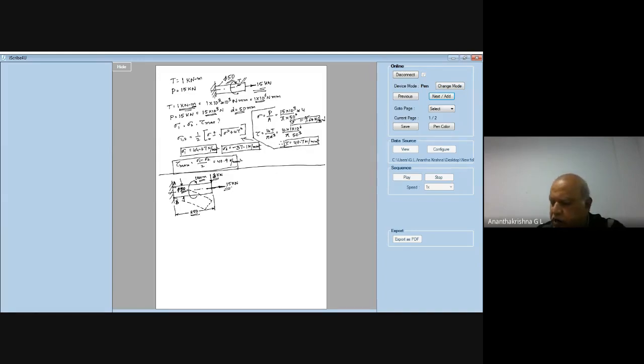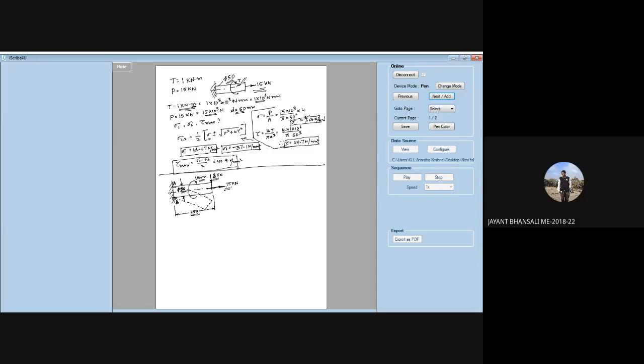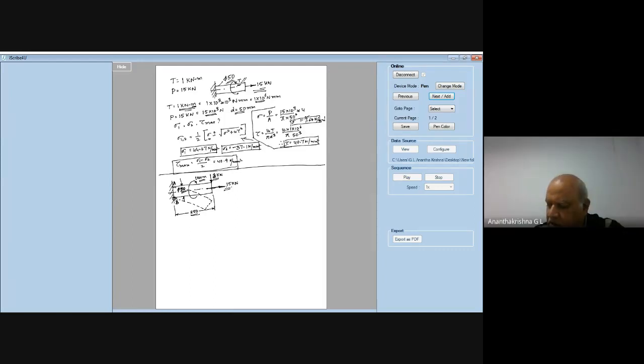When it gets bent in this fashion, at point B, the type of stress induced is what? Is it tensile or compressive? Yes, at point B, it is compressive. And at point A, it is going to be what type of stress?